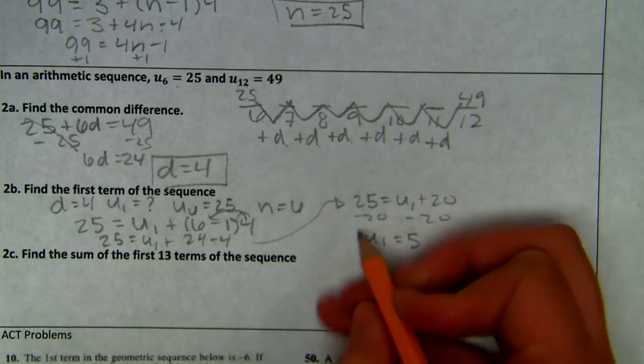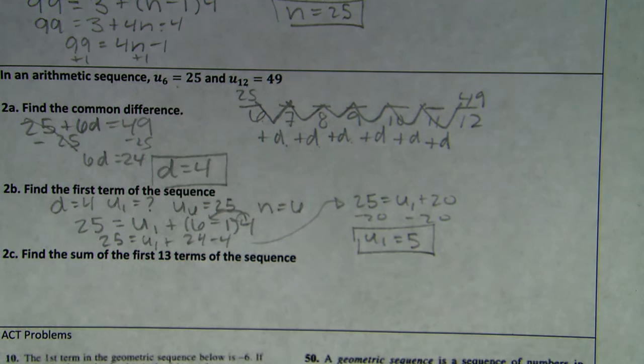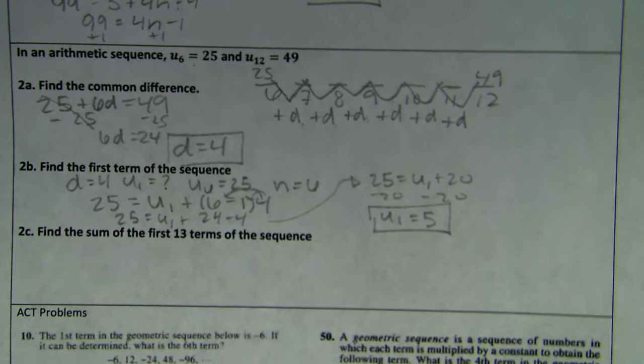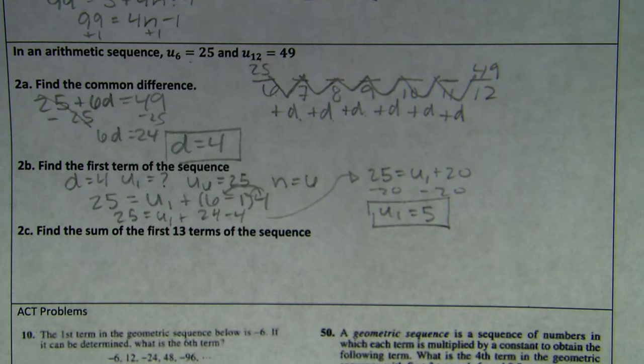u1 equals 5. And that matches the answer that I got when I did it by myself before. So we're doing well. So our first term is 5 in this case. The next question asks for the sum of the first 13 terms of the sequence.